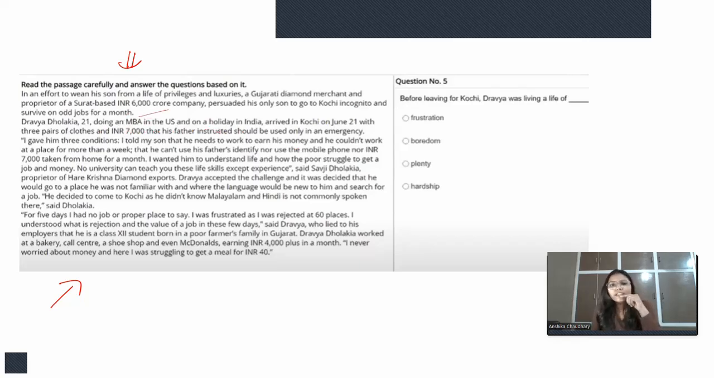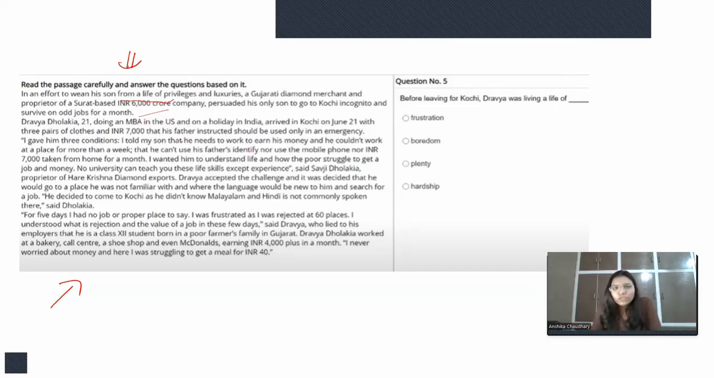So there was a man who was a diamond merchant in Gujarat. He had around 6,000 crore in property, and he sent his son to do a job for a month. Even though his son has all the privileges of life and all the luxuries, the father, the diamond merchant, sent his son to the local areas to go and take a job.